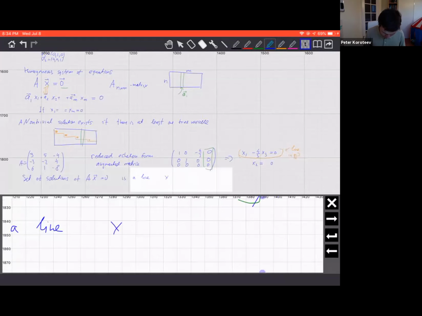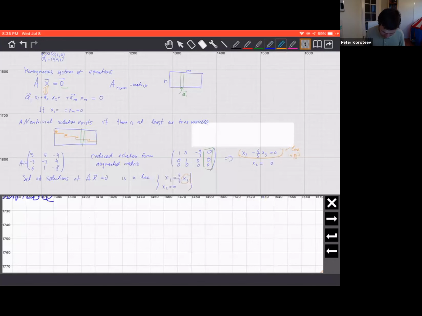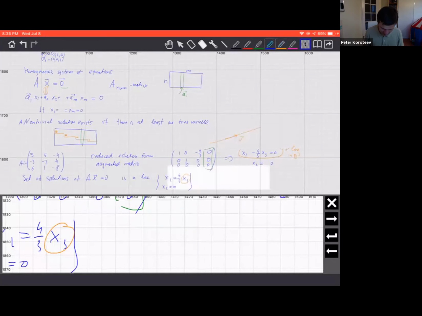Well, x1 equals 4/3 x3, and x2 is equal to 0. So there is one free parameter. So x3 can be anything. Therefore, it's a line which you can think of as the span of a vector. So if there's a vector v that goes along this line, then the space is the span of that vector v.